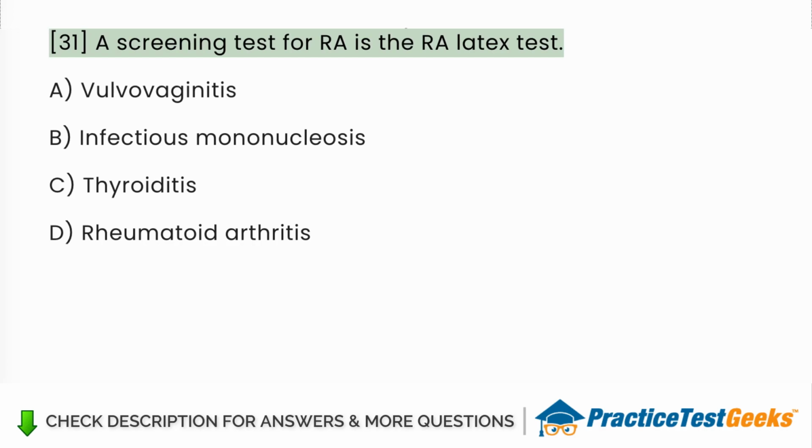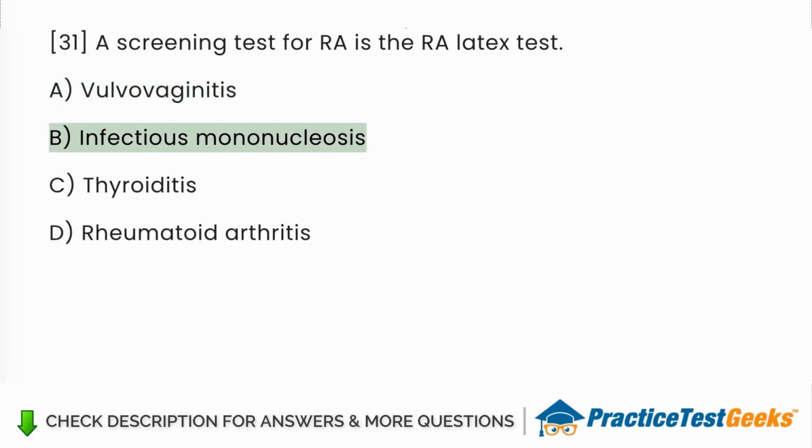A screening test for RA is the RA latex test. A. Vulvovaginitis. B. Infectious mononucleosis. C. Thyroiditis. D. Rheumatoid arthritis.